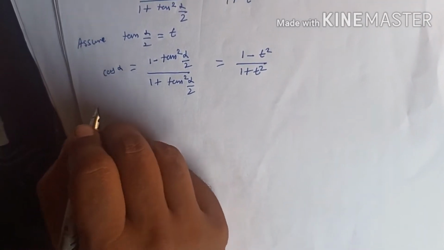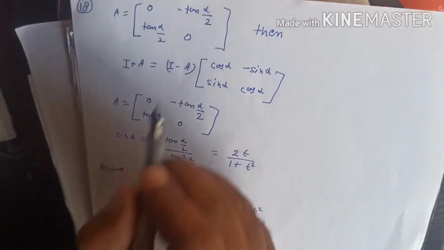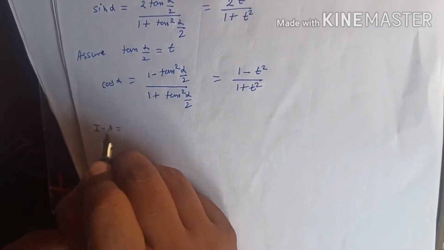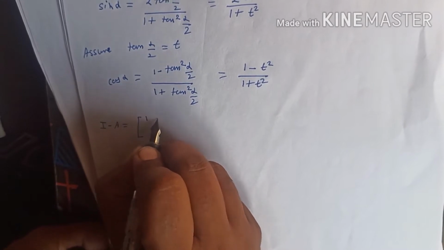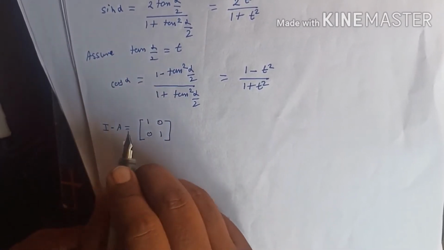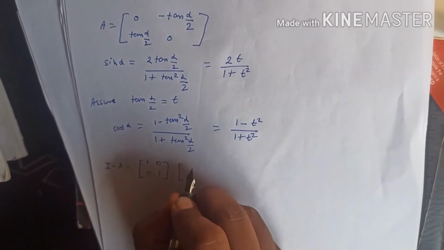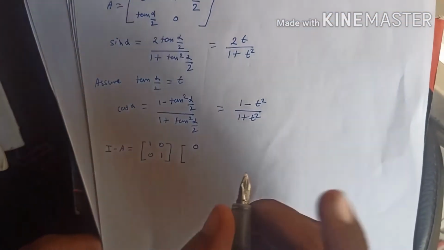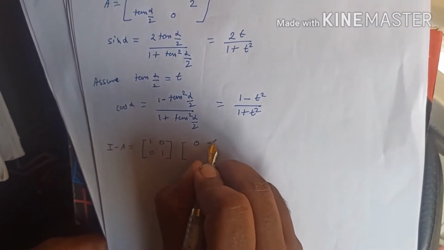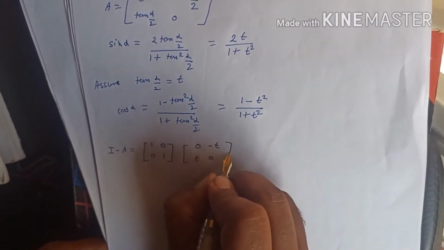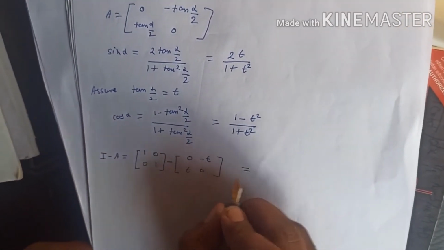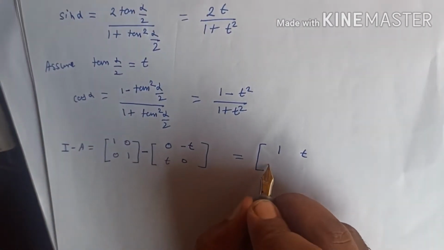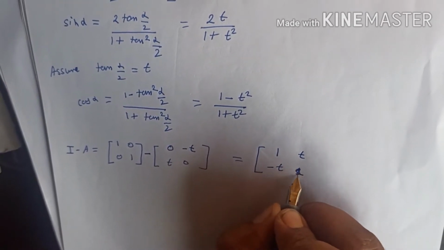Now what about the value of I minus A? So I minus A is equal to, the value of I is obviously [1 0; 0 1], minus the value of A, [0, negative tan alpha; tan alpha, 0], and this tan alpha is written in the form of t. So it becomes [1, t; negative t, 1].